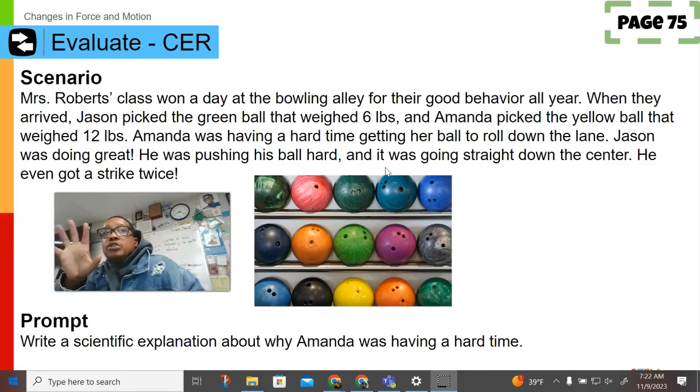So since we read through that, what I want you to do is go through and underline. Again, this is on page 75. Go through and underline and highlight all of the different pieces of evidence there are. So pause this video and then underline and highlight all the different pieces of evidence that there are. Okay, cool. Let's do that.